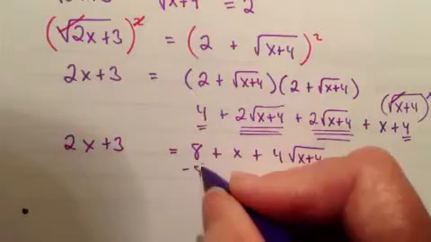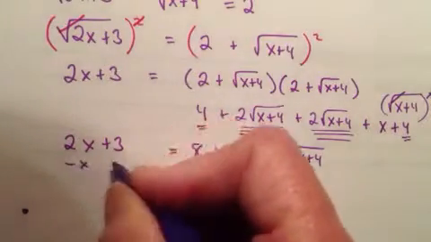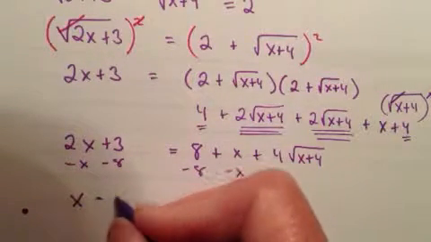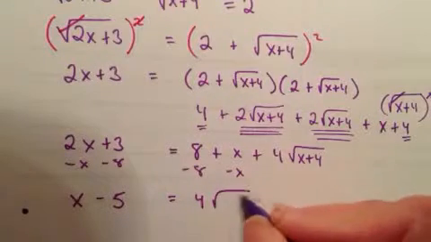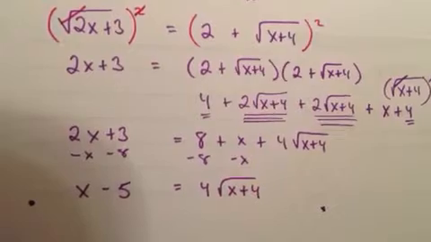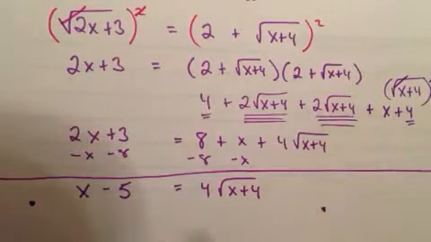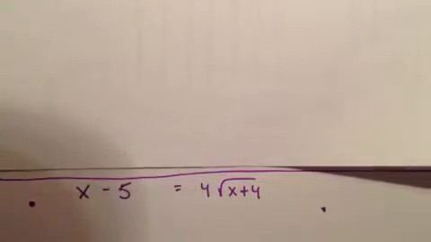So now I can subtract the 8 and I can subtract the x from both sides. So subtract the x and subtract the 8. So now I simply get x minus 5 equals 4 square roots of x plus 4. So let's just stop right here, because from this point forward, I also want to make sure you guys recognize a problem like this, because you could very likely be given a problem that just looks like this.